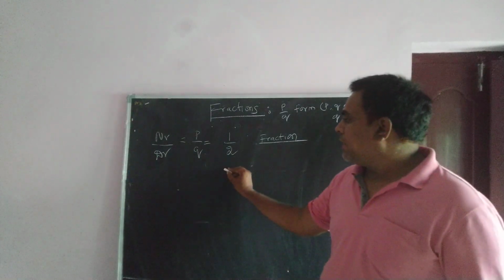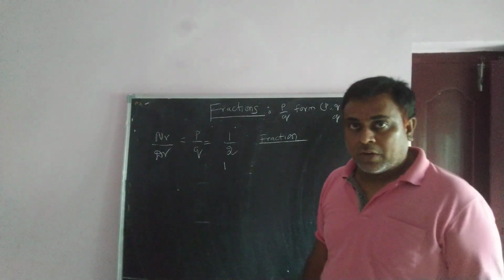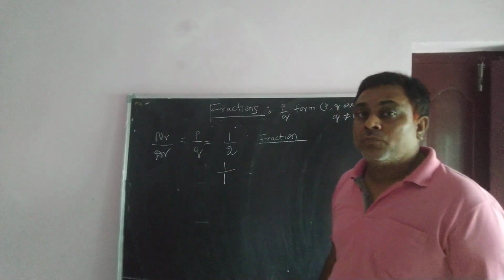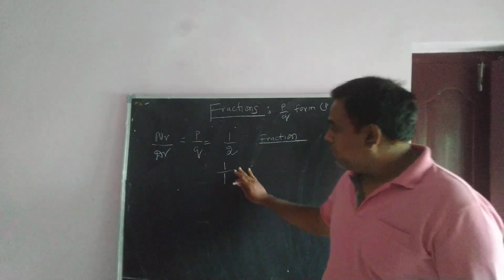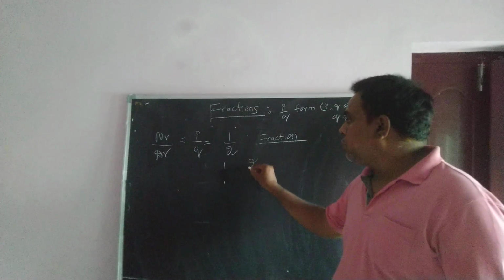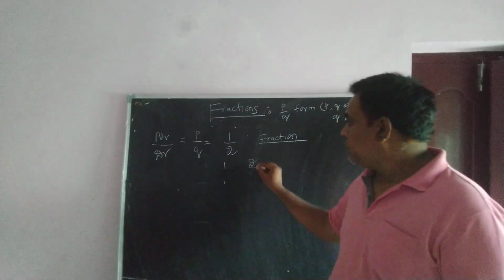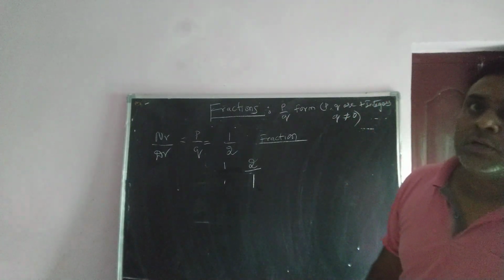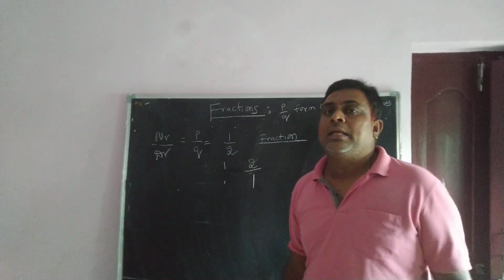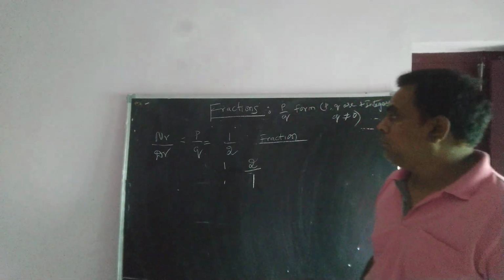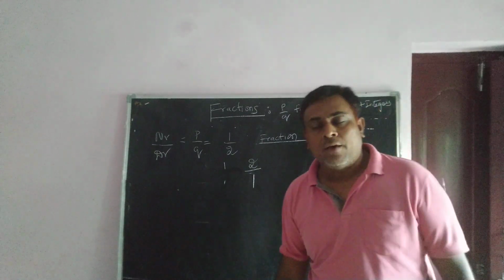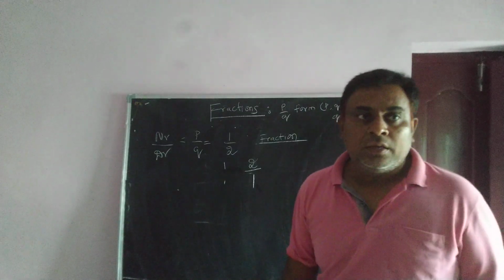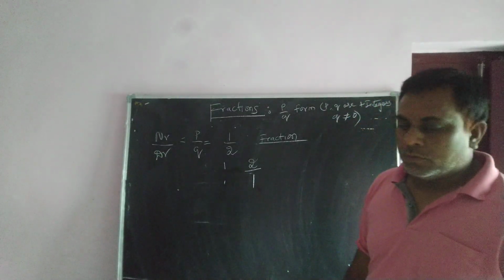For example, the number 1 is also a fraction. Why? 1 can be written as 1 by 1, and the value of 1 by 1 is 1. Similarly, 2 is also a fraction because we can write 2 as 2 by 1. So all whole numbers and all natural numbers are also fractions. Generally, a fraction has the P by Q form, where P and Q are positive integers and Q value should not be equal to 0.